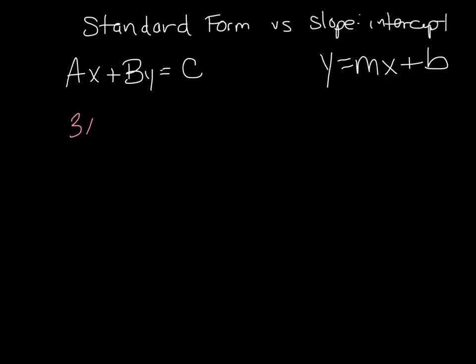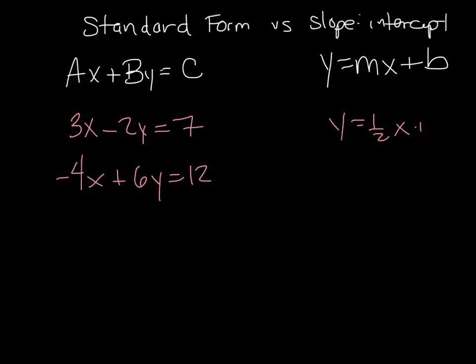So we could have 3x minus 2y equals 7. We could have negative 4x plus 6y equals 12. So those would be in standard form, whereas slope-intercept form, you already know that one, is something like this. Okay, so if you're looking for standard form, x and y are on the same side, and the numbers in front, the coefficients, have to be whole numbers.